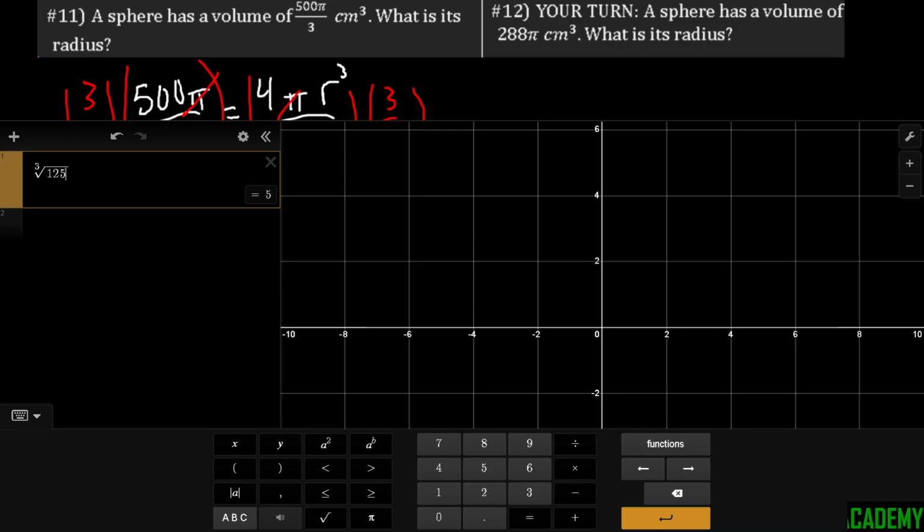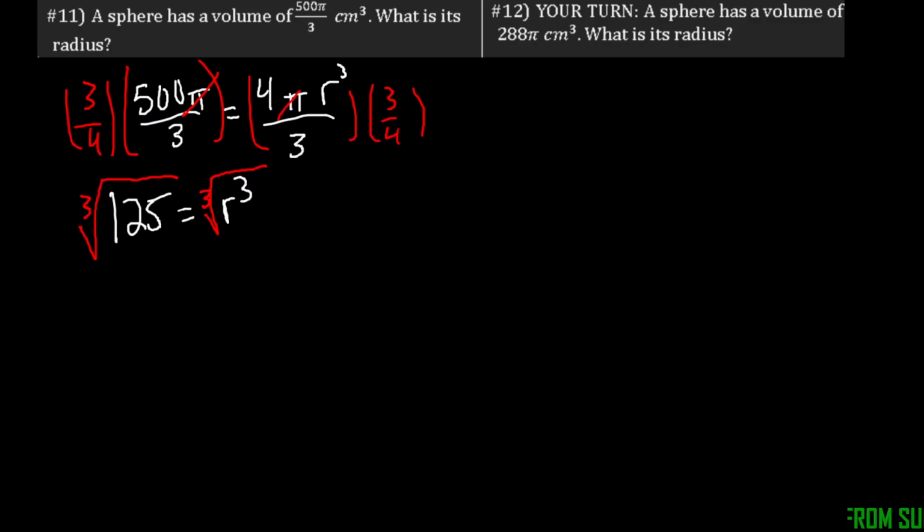And that makes sense because if we have 5 to the third power, it equals 125. So we're going to say the third root, or the cubic root, of 125 is equal to 5. So that means the radius for the sphere is going to be equal to 5 centimeters.